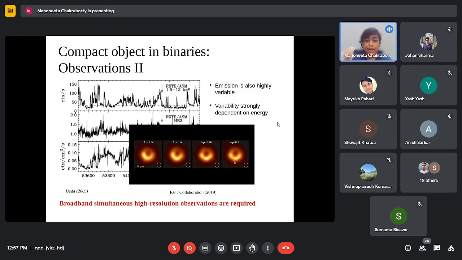So broadband high resolution simultaneous observations are the word of the day to understand compact objects.